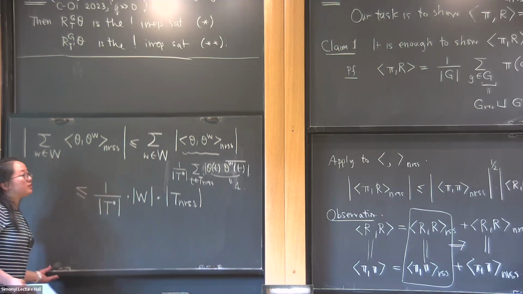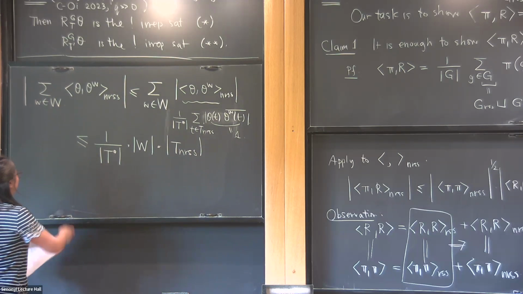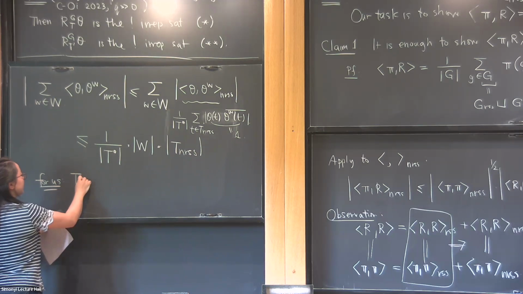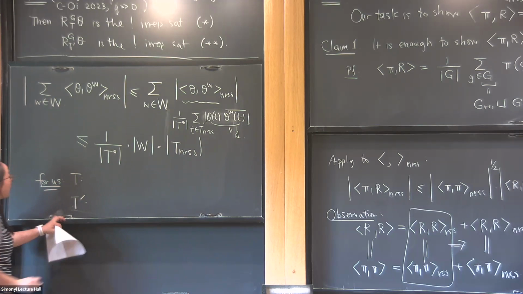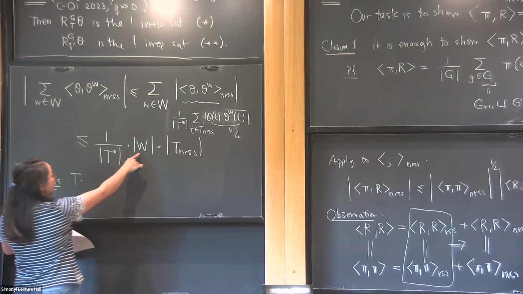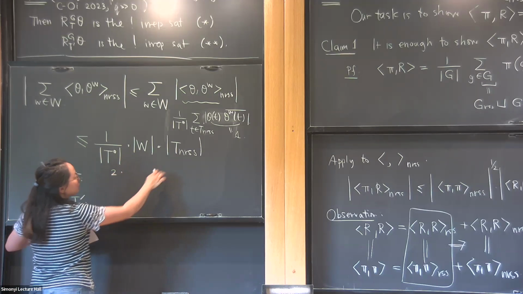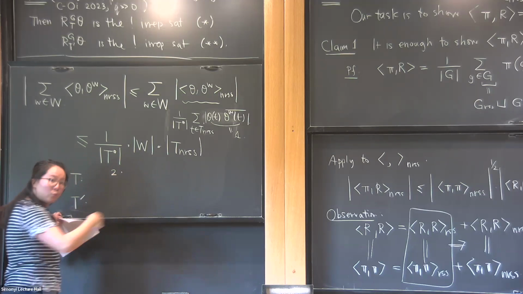And we know what these numbers are, right? For us, what does this give us? Let's do the two cases, t and t prime. So for t, I get this number is 2 multiplied by not regular semi-simple.